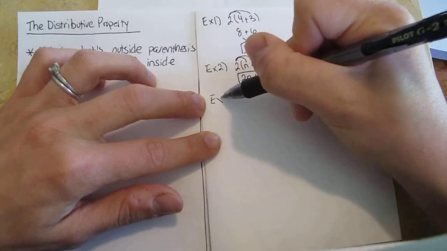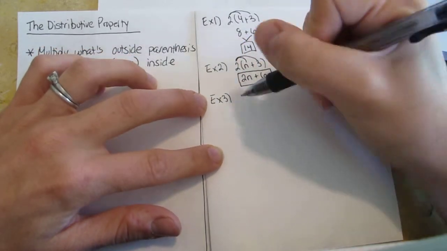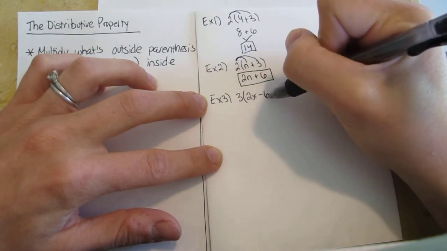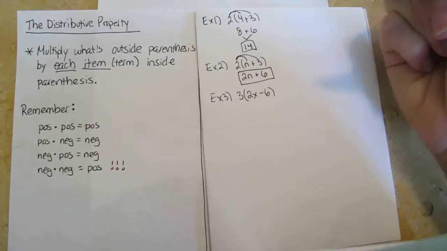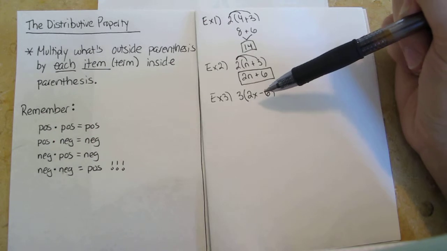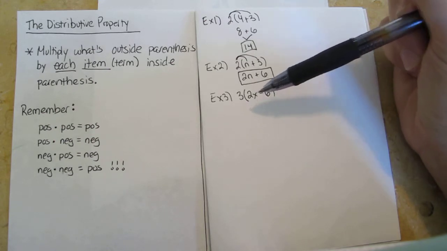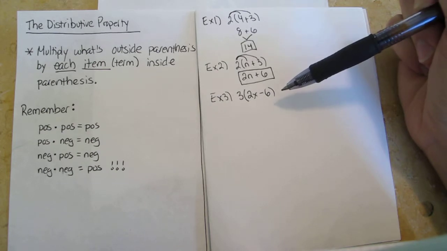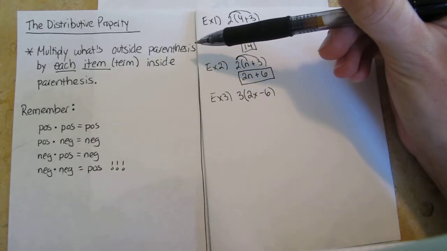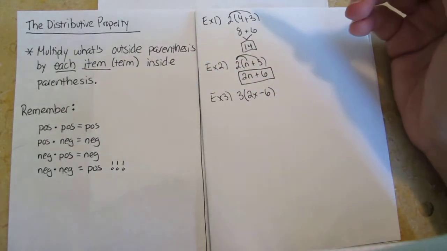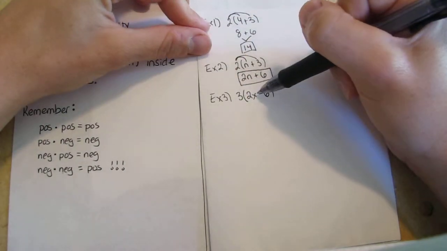Let's try example 3. Example 3 will have 3 times 2x take away 6. So again, what I need to do here, because I can't subtract these, they're not like terms, I don't know what x is. So I'm going to have to use the distributive property if I want to simplify this expression. And the distributive property says multiply what's outside parentheses by each term inside parentheses. So I've got 3 times 2x.